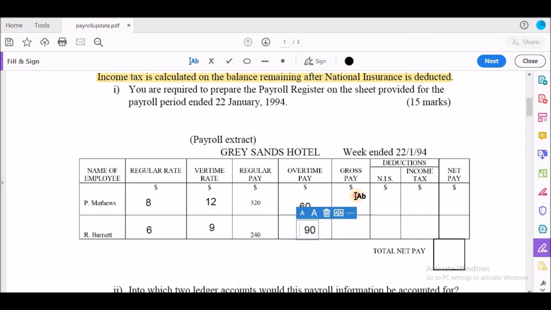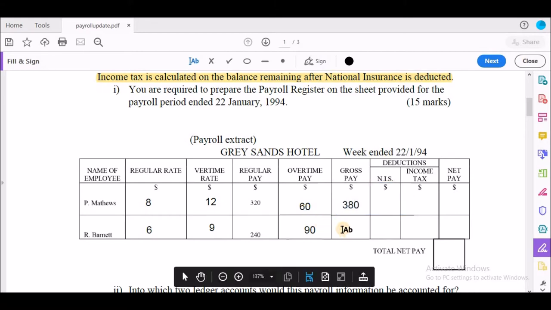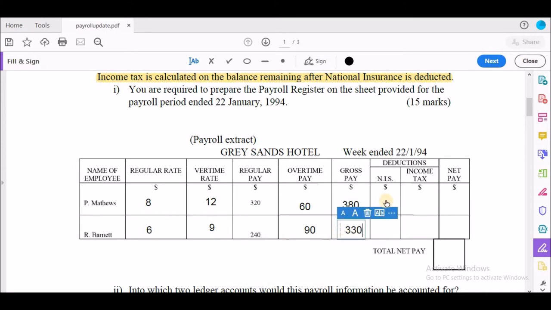Alright, so based on the previous part of this video, it did say that gross pay is your basic pay, same thing as regular pay, plus your overtime pay. So we're going to take 320 plus 60, and that's going to give you 380. Same thing for Barnett. We're going to take 90 plus 240, and that's going to give us 330 for his gross pay. So that gross pay is his salary before any deductions are made.